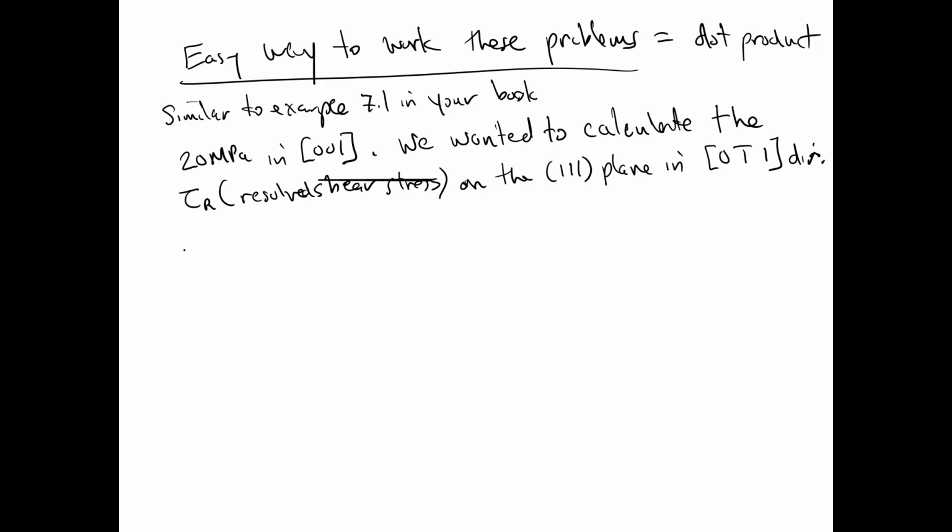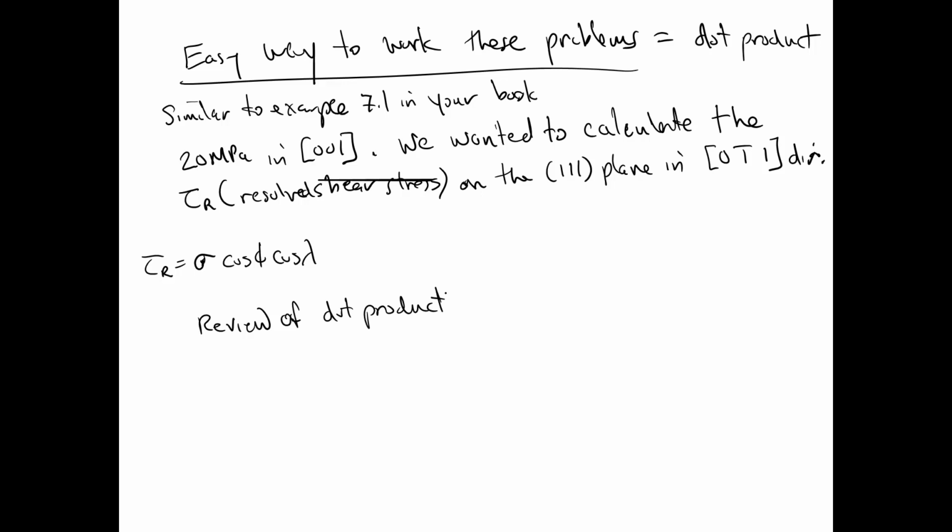So remember, we had this equation for the resolved shear stress was the stress times the cosine of phi times the cosine of lambda, where phi was the angle between the slip plane normal and the stress direction, and lambda was the angle between the stress direction and the slip direction. We defined those before. But let's go review the dot product here, okay? So let's do a review of the dot product.